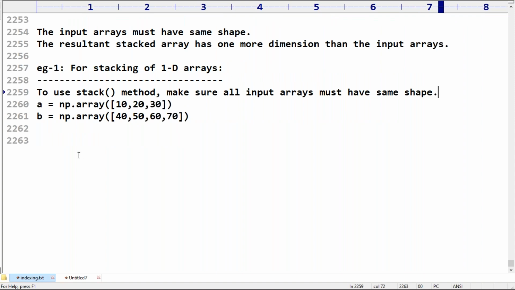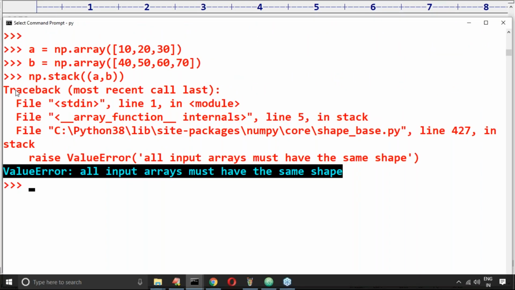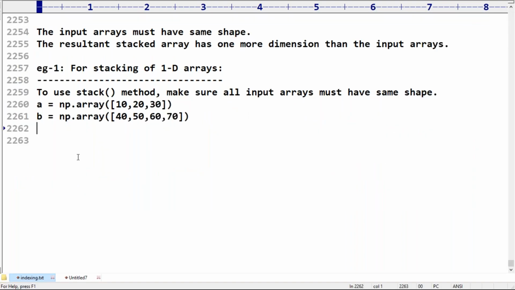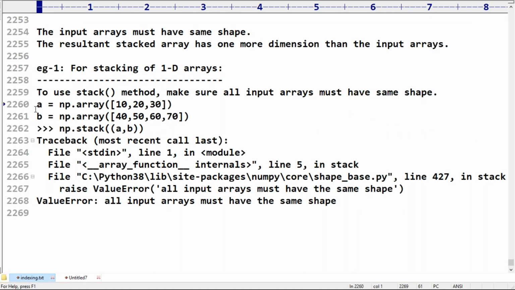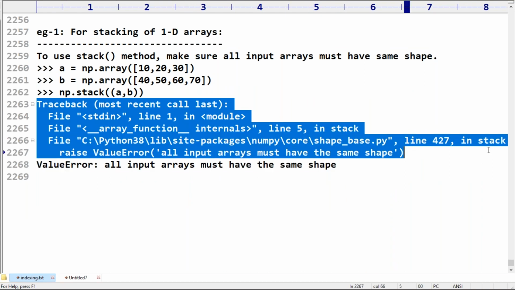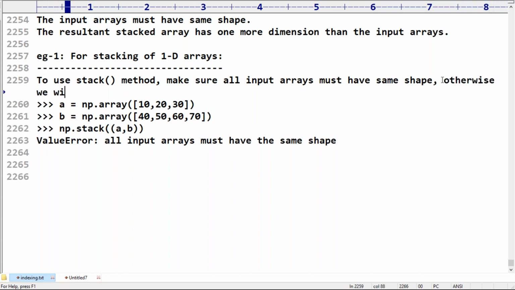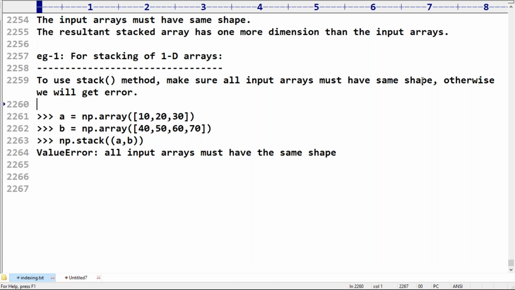This is the error we get by default. Intentionally I'm using that, because I should be aware of the complete behavior. To use the stack method, make sure all input arrays have the same shape. Otherwise we will get an error. I just tested that error condition, so forget about that.